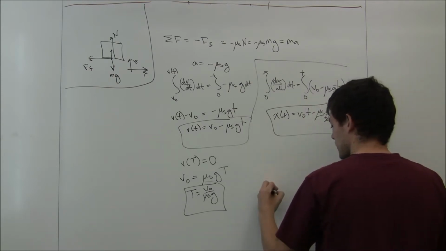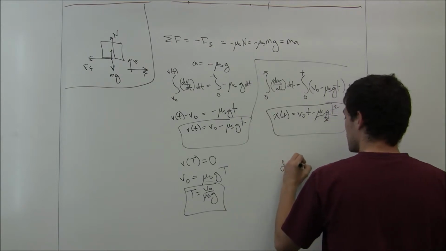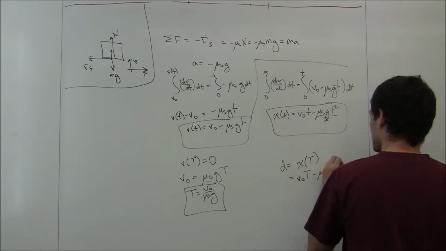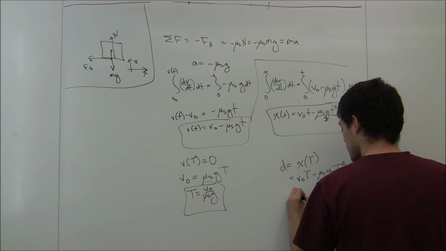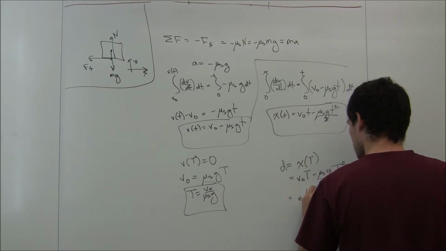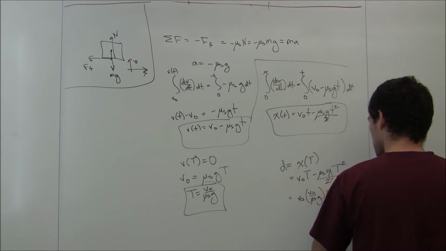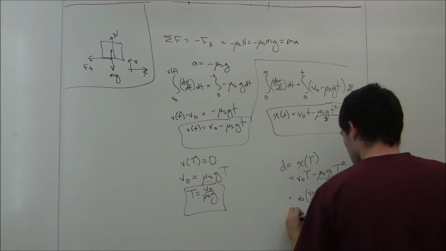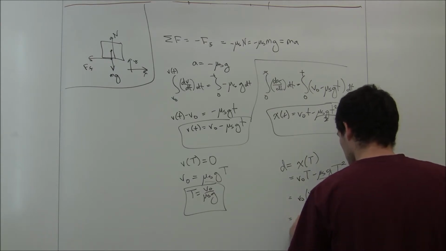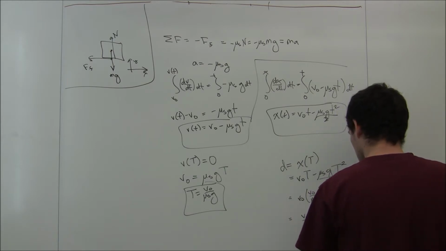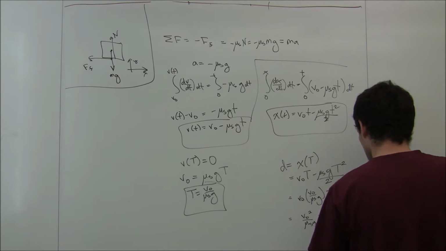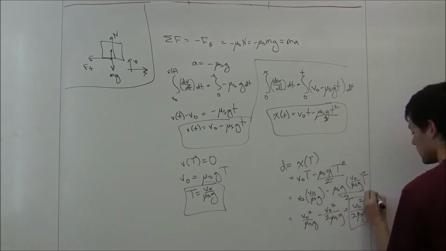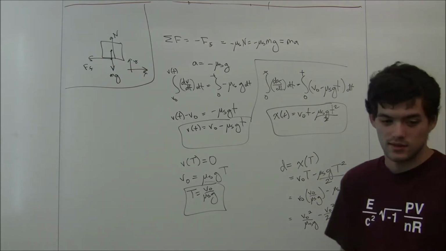So now we can plug this in to find the stopping distance d. d is equal to x of big T, which is v naught times big T minus mu sub s times g times big T squared over 2, which is v naught times v naught over mu sub s g minus mu sub s g times (v naught over mu sub s g) squared over 2, which is v naught squared over mu sub s g minus v naught squared over 2 mu sub s g, which is just v naught squared over 2 mu sub s times g. So this is d, our final stopping distance.